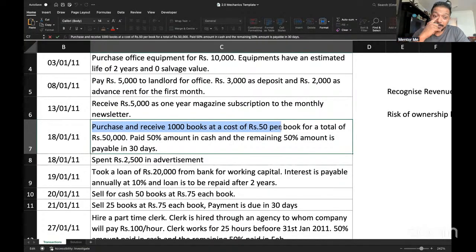So first, let's deal with the first part. Purchase and receive 1,000 books at a cost of 50. First, tell me whether this should go in the income statement or the balance sheet. You're going to eventually sell these books, and initially you're buying 1,000 books at 50. So will it go in the income statement or the balance sheet?